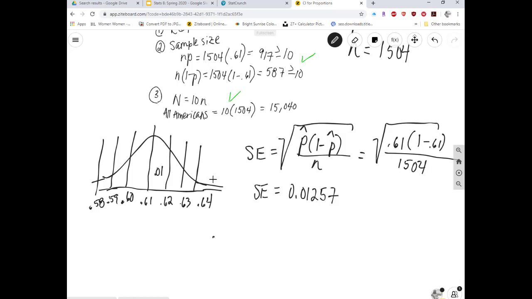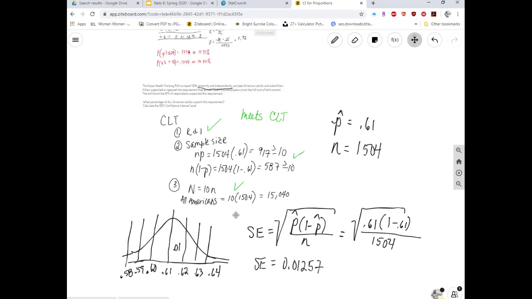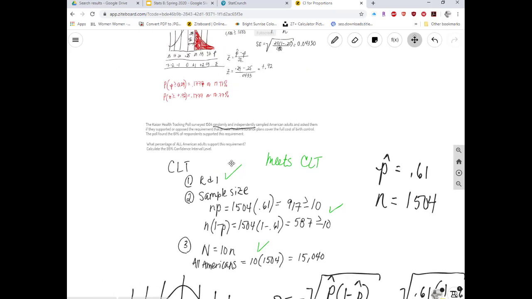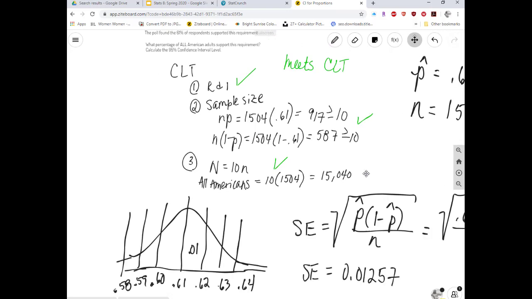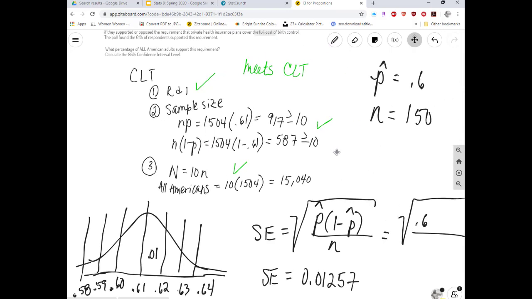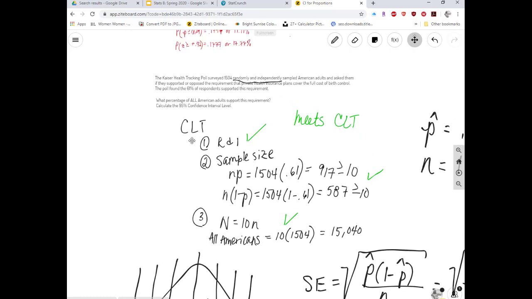Okay, now let's go up to my question. My question says, what percentage of all American adults support this requirement? Well, that is 0.61, 61%. That's what my sample told me. Calculate the 95% confidence interval.